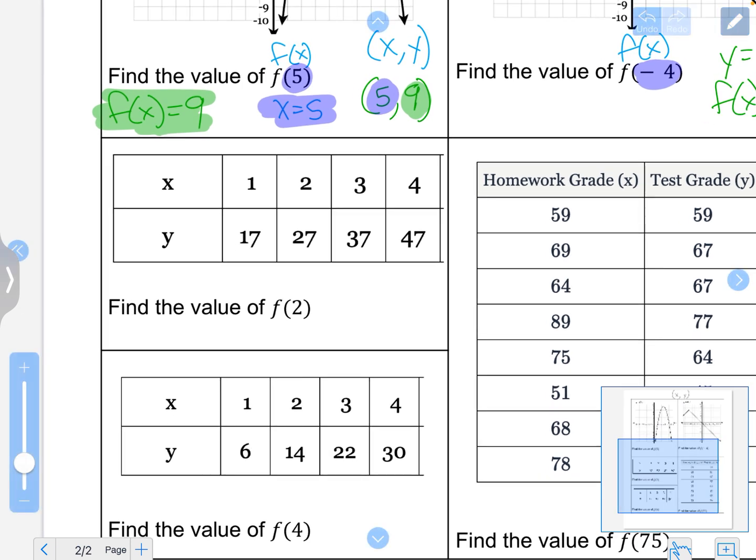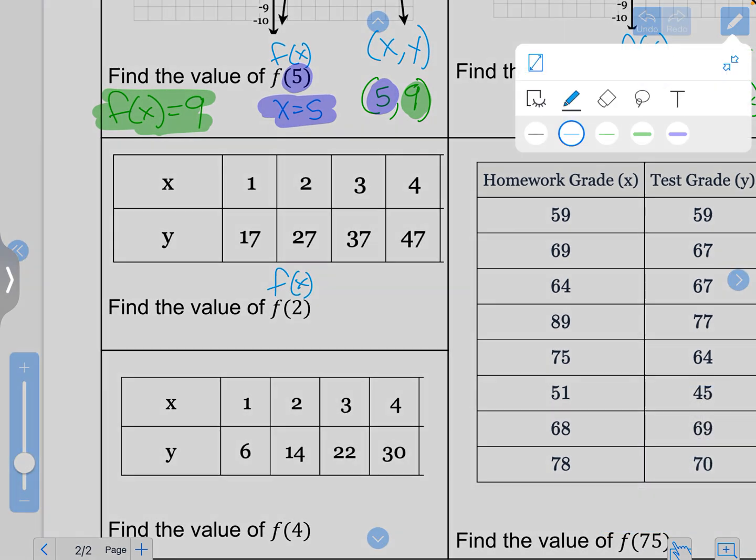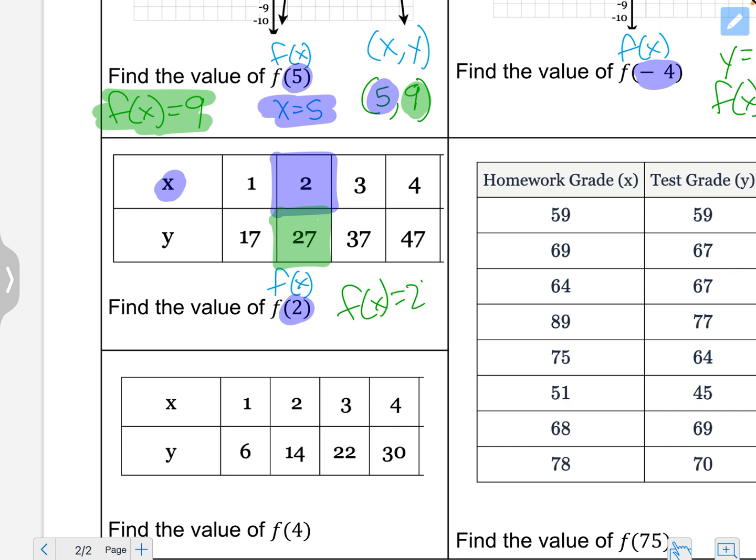So it works the exact same way on our tables. f of x is 2, so our input is 2. So we're going to come on our x-axis, or our x side of our table, find our input, and then we're going to find our output, or our y value. So f of x equals 27, and that's our answer.